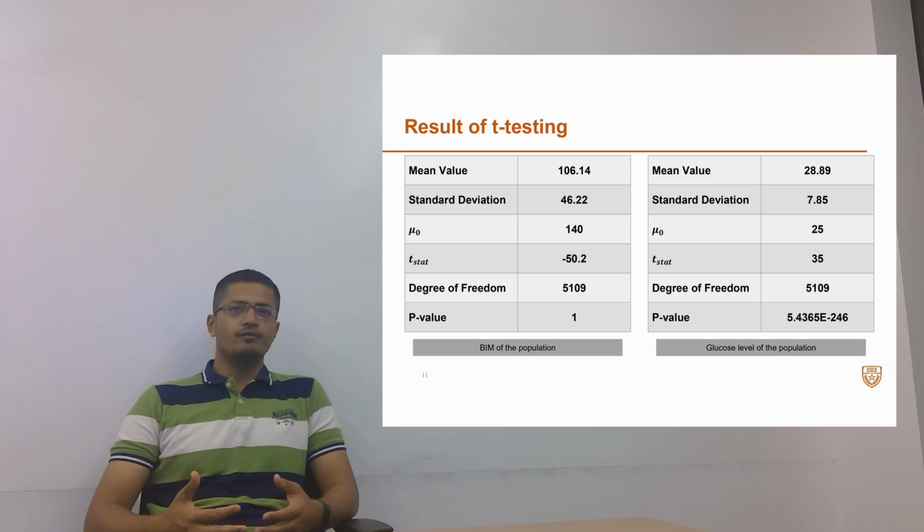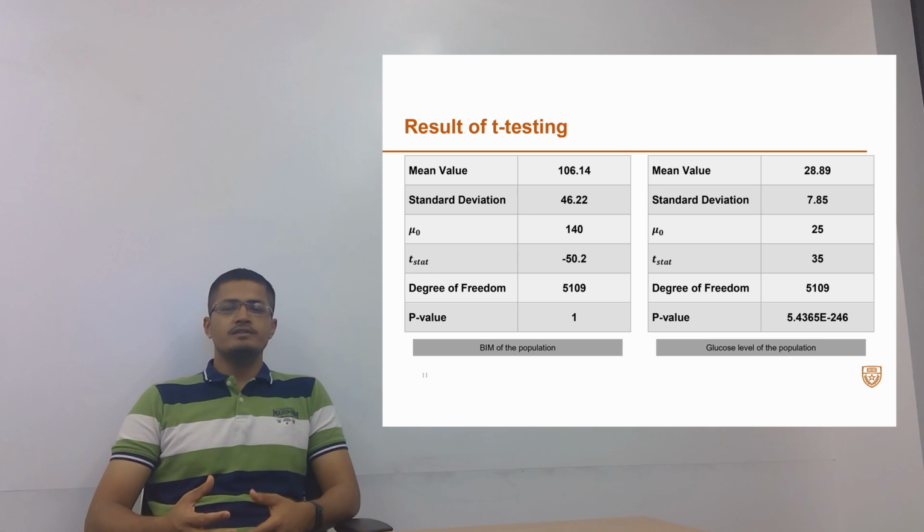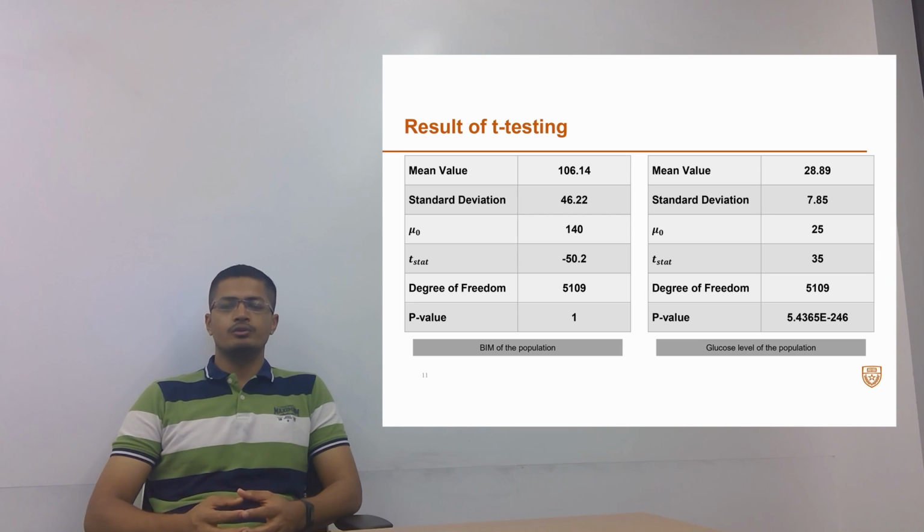For the hypothesis testing of the blood sugar level, since we do not have the population mean and standard deviation, we are going to use the sample mean and standard deviation, so we use the t-stat value. For blood sugar level, the sample mean came out to be 106.14 and the standard deviation 46.22. The mean value that we are considering is 140. The t-stat value that we got is minus 50.2 and the degrees of freedom is 5109. From that we got a p-value of 1. Since we are considering an alpha value of 0.05 and the p-value is greater than alpha, we fail to reject the null hypothesis.